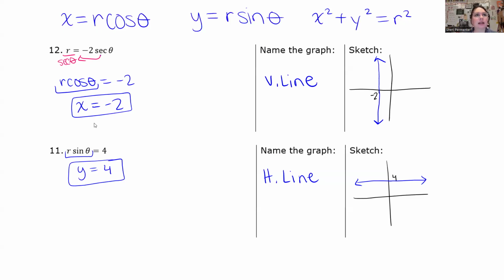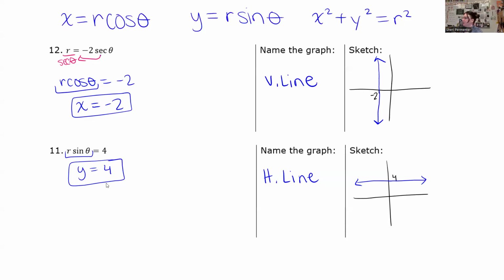In any case, here you have to divide by secant. 1 over secant is the same thing as cosine. So you can replace r cosine theta with x. So using angle conversion, equation conversions, you can convert both of these equations.